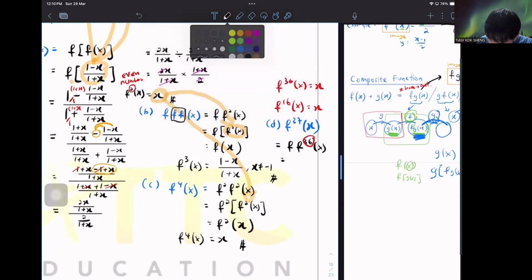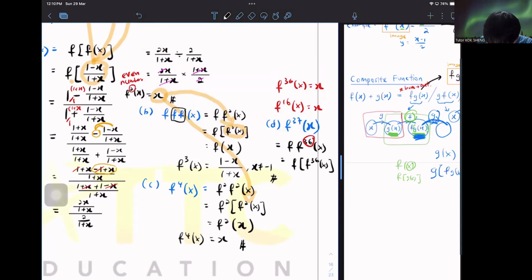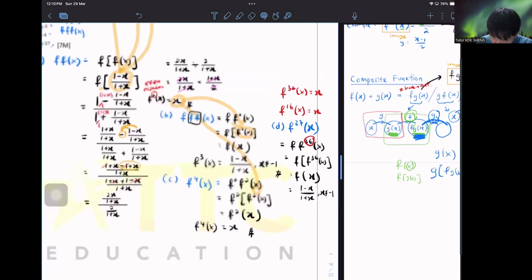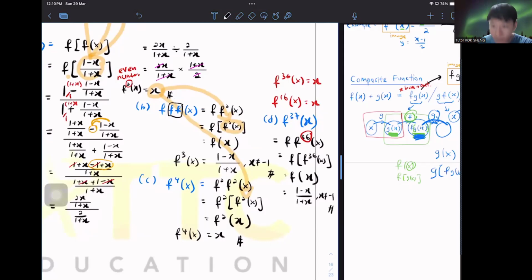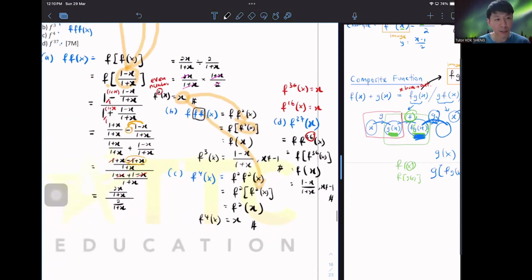That's why, back to the composite here, inside out, F36X is equal to X. So which means F37X equals to Fx, and Fx is just the question, right? Yeah, just copy down here, and make sure you write this one beside, the undefined part. Okay, this is the answer. Is it okay for 26?